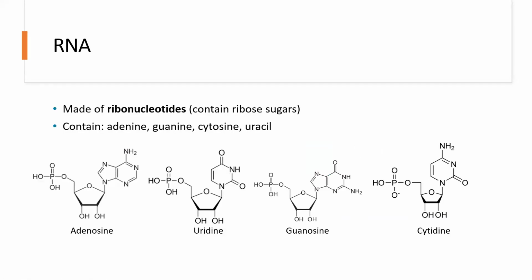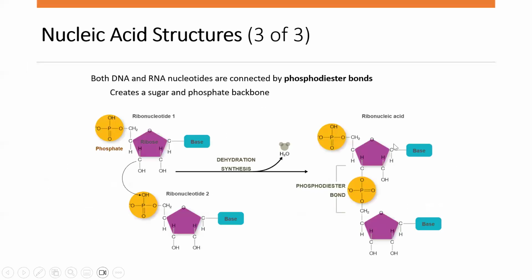Now, our ribonucleotides are what make up RNA, and they contain the adenosine, the uridine, guanosine, and cytidine. And so for these, you notice that we have our ribose sugar, so it's got our 2 OH groups, so that indicates that it's RNA. And then we've got our 4 bases, right? So adenine, uracil, guanine, and cytosine, right? And then, of course, our phosphate.